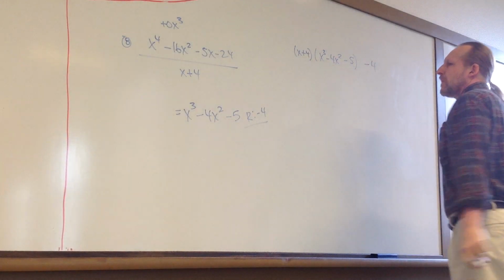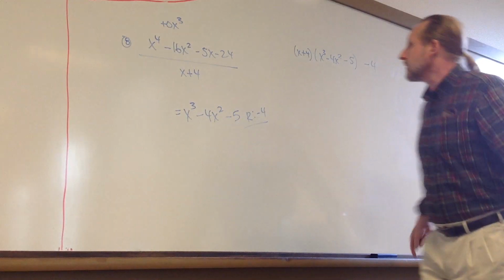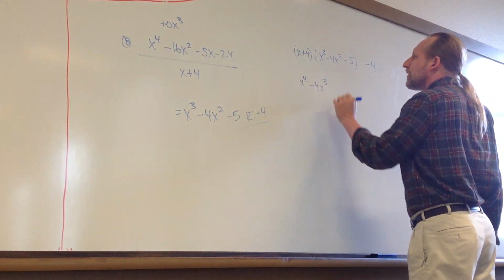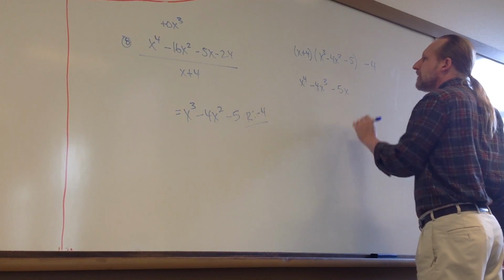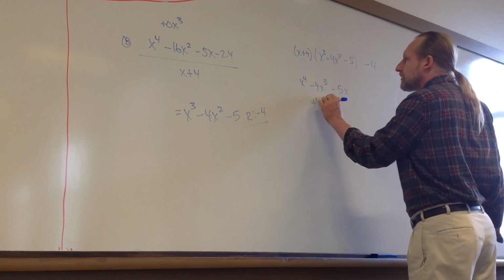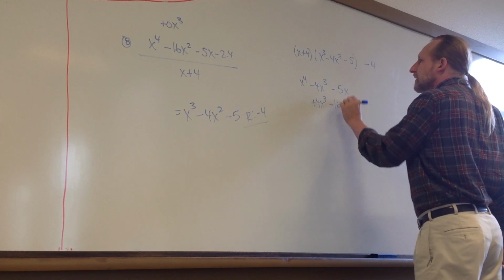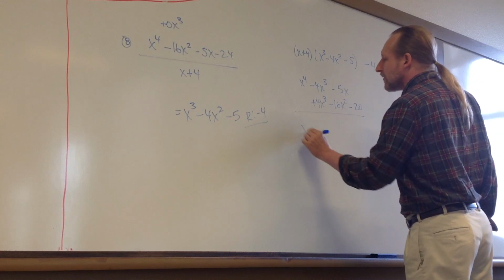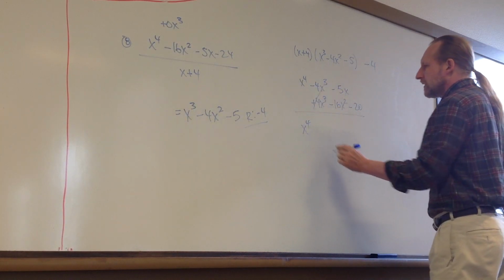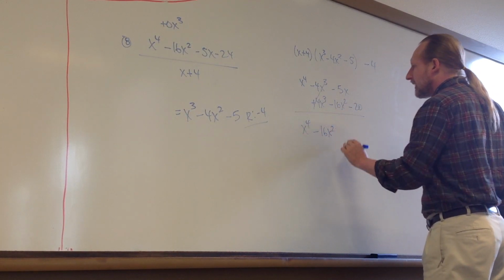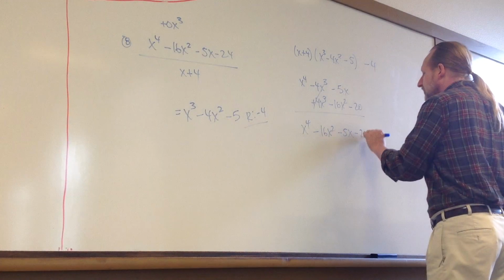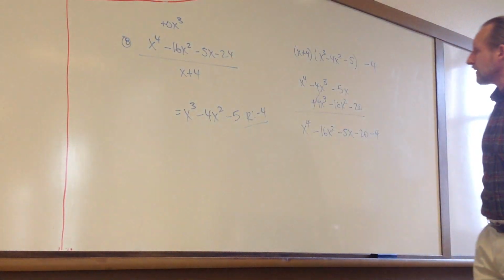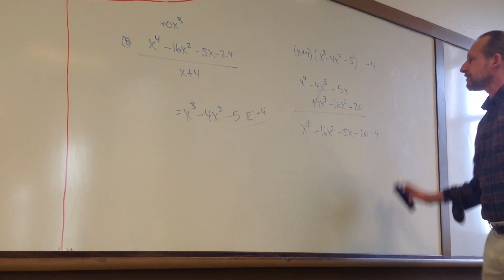And then with a minus 4 should give us what we started with. All right, so this will be x to the fourth minus 4x cubed minus 5x, and then plus 4x cubed minus 16x squared minus 20. So that'll be x to the fourth. These cancel out. Minus 16x squared minus 5x minus 20. And then this last minus 4 will give us that 24 that we wanted there. Okay.